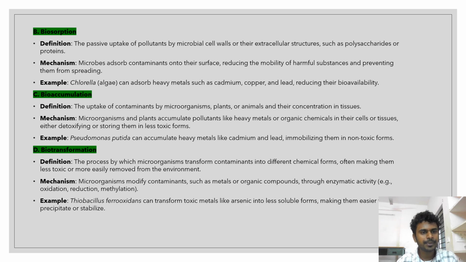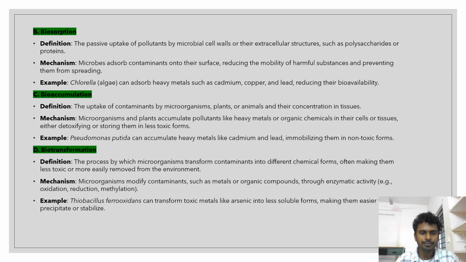And third one is bioaccumulation. The uptake of contaminants by microorganisms, plants, or animals and their concentration in tissues. Mechanism: microorganisms and plants accumulate pollutants like heavy metals or organic chemicals in their cells or tissues, either detoxifying or storing them in less toxic forms. Example, Pseudomonas putida can accumulate heavy metals like cadmium and lead, immobilizing them in non-toxic forms.